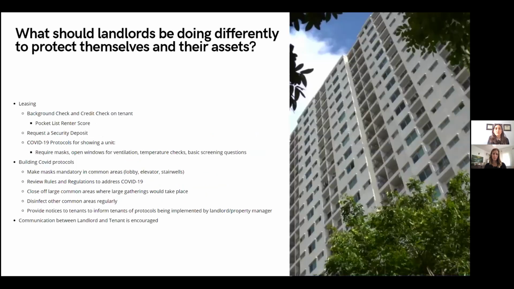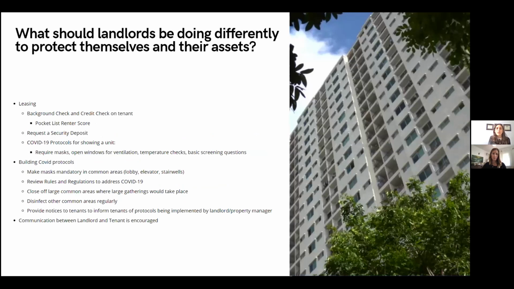Okay, so what should you be doing differently as a landlord to protect yourself and protect your assets during this time? Well, for leasing, background checks and credit checks on the tenant are always helpful, and definitely help you get a better sense of who your tenant is and what their capability is. Ashley will speak in a couple minutes about a feature that PocketList has that is really helpful.